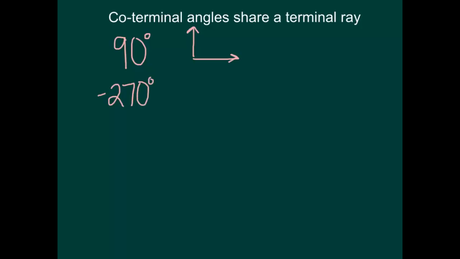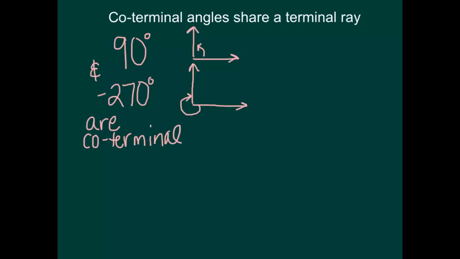If you imagine 90 degrees, we know that that's measuring counterclockwise for a positive angle. Negative 270 degrees is a different angle, but if you measure by starting on the positive x-axis with your initial ray, and then you measure clockwise, because it's a negative angle, 270 degrees, your terminal ray would end up in the same spot as it did for 90 degrees. So we would say 90 degrees and negative 270 degrees are coterminal. If you sketched them without indicating which was which, they might look like the same angle, but they're not.